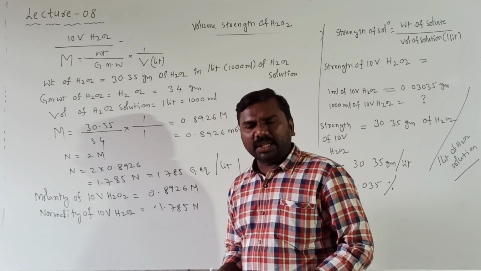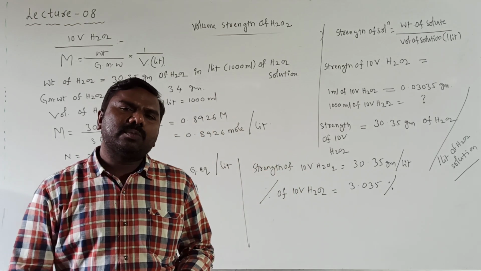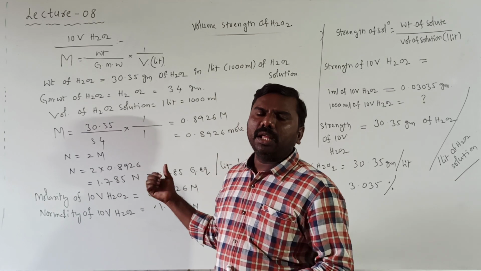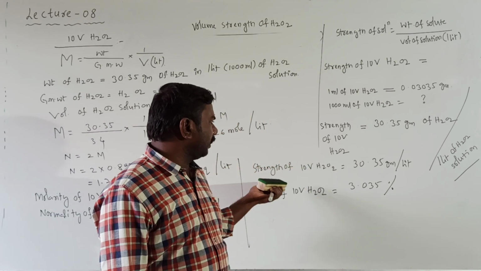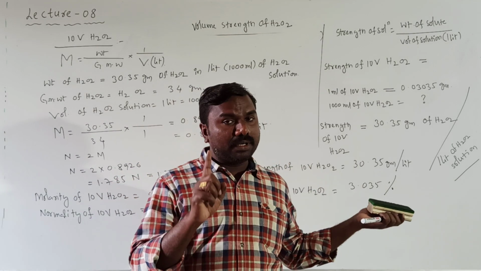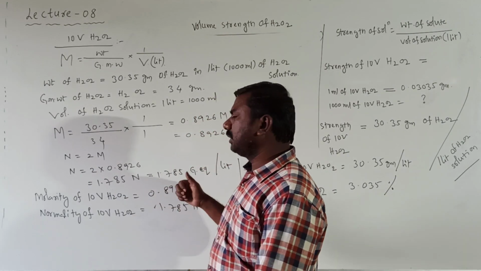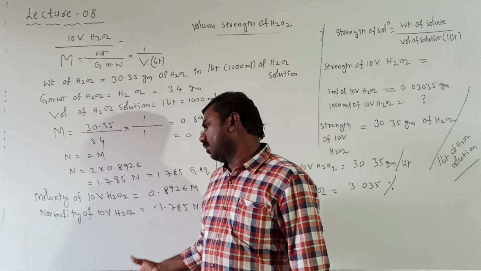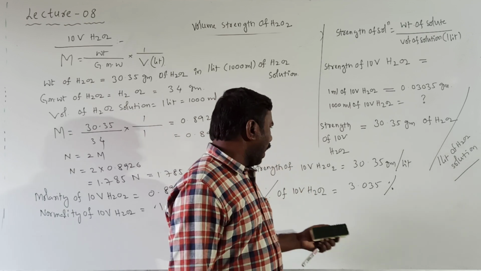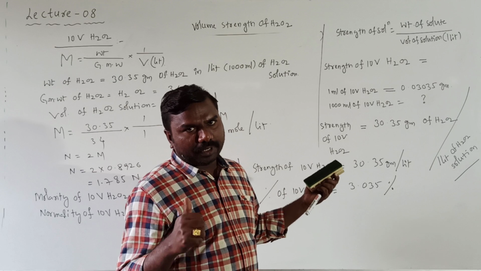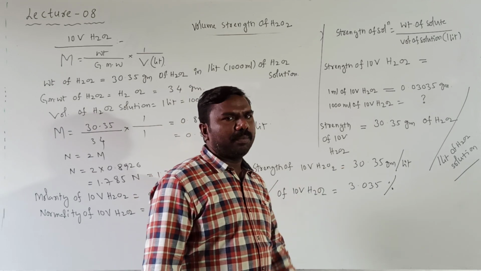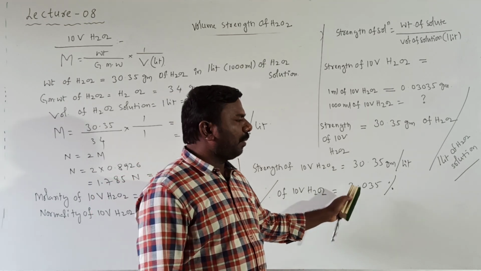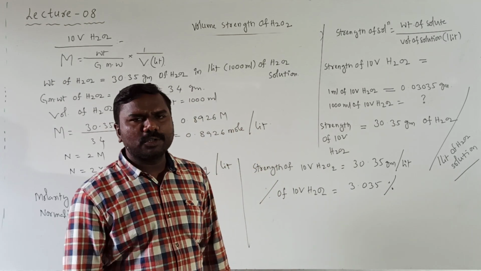Now the problem is, I have considered 10 volumes and we have calculated the molarity, normality, strength, and percentage. Volume strength equals 10. Molarity equals 0.8926. Normality for 10 volume H2O2 equals 1.785. Strength of 10 volume H2O2 equals 30.35. And percentage of 10 volume H2O2 equals 3.035. There is no problem at all.